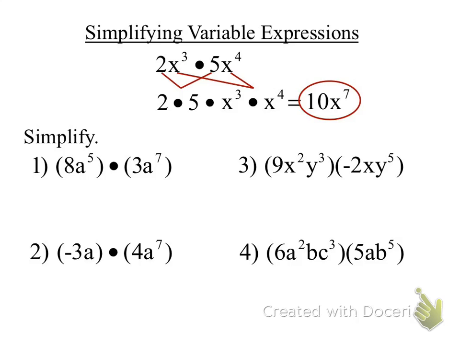Let's try coefficient with coefficient first. 8 times 3, which is what? 24. And then we've got a to the 5th power times a to the 7th. Do I need to write plus a to the 7th? No, I'm just adding the exponents. And what does that simplify to? 12. So what's my final answer going to be? 24 a to the 12th power.